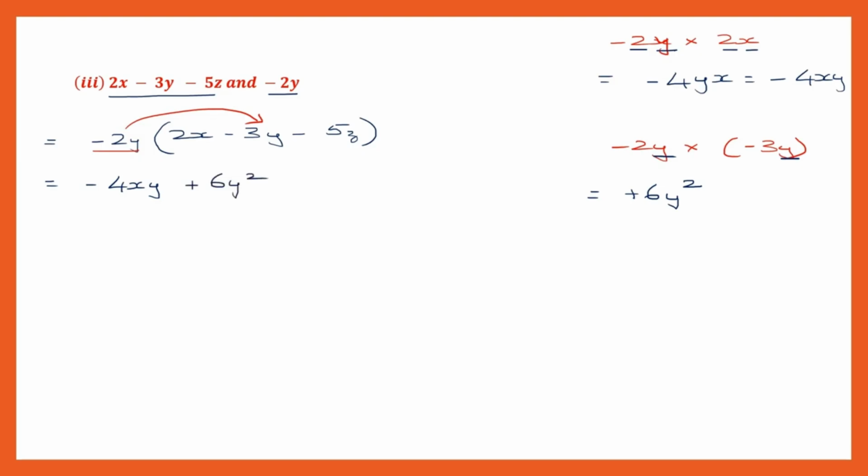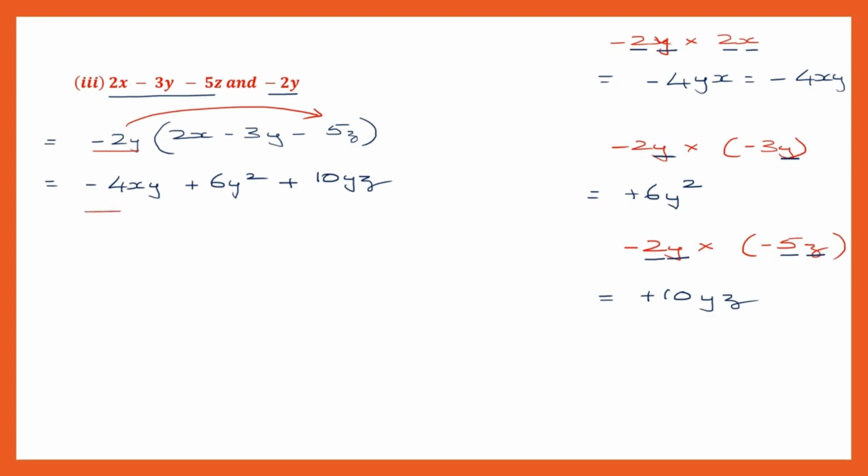So that is over. Now we are going to multiply with the third term, minus 2y into minus 5z. So here first the signs, minus into minus is plus. Then the numbers, 2 5s are 10. Then we have one y here and one z here. So that is yz. So let's write that plus 10yz. Again, they're all unlike terms. We cannot add or subtract. So this is our answer.